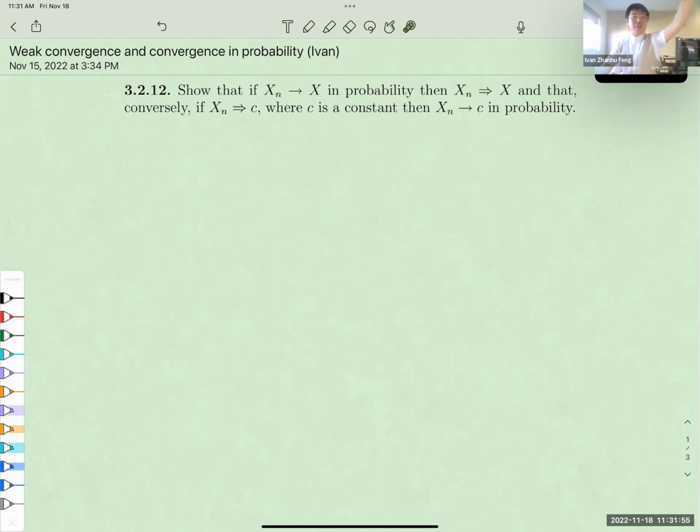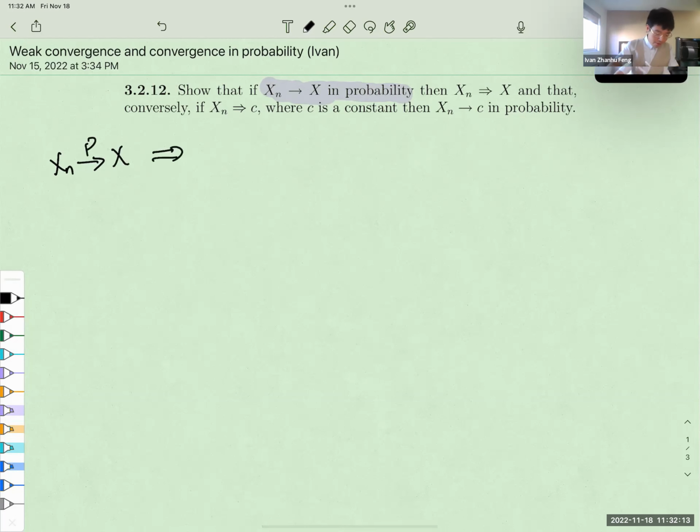This exercise is about weak convergence and convergence in probability. So let's get started. First, we know that this sequence of random variables Xn goes to X in probability. We want to prove that Xn converges to X weakly. Let's copy this problem here first. This is the first part of this problem. Let's use different colors to highlight them.